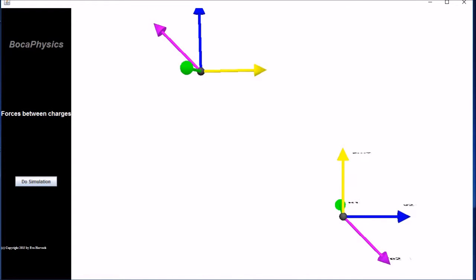This is part of the BocaPhysics series on electromagnetism. In today's lecture, you'll see how the Maxwell stress tensor is defined and how it can be used to solve problems. First, let's consider two like-charged particles moving with velocities v1 and v2 respectively.